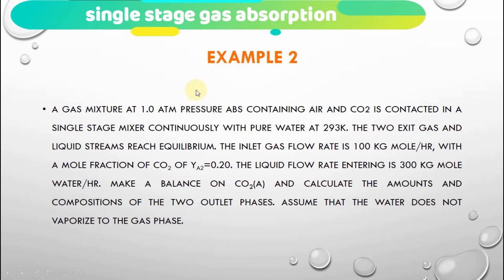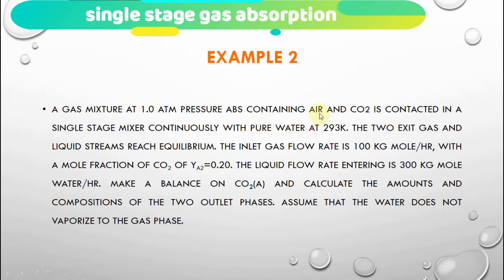Okay, so after we draw the diagram of the gas absorption for a single stage, together with the denotation in the system, the next step is to extract the info from the question into the diagram. Starting from the first information, it's stated the system is operated at one ATM. And we got three components here: component number one is air, component number two is CO2, and the last component is pure air.